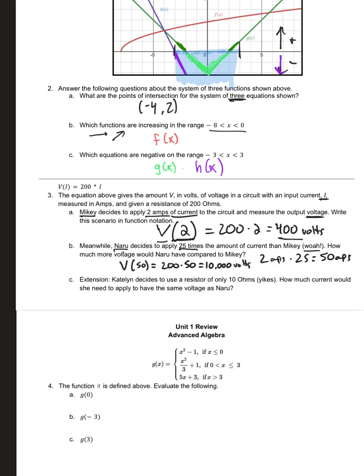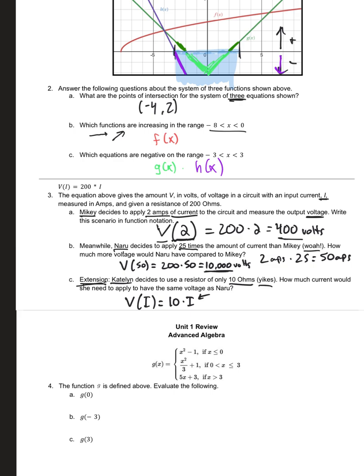10,000 volts. All right, and just for a fun little extension, you can skip this if you are feeling pressed for time in this review. Caitlin decides to use a resistor of only 10 ohms. Yikes. Interesting. How much current would she need to apply to have the same voltage as Naru? So Caitlin actually has a new equation: V of I equals 10 times the input I. And now it's going backwards. How much current would she need, that's I, to have the same voltage as Naru?